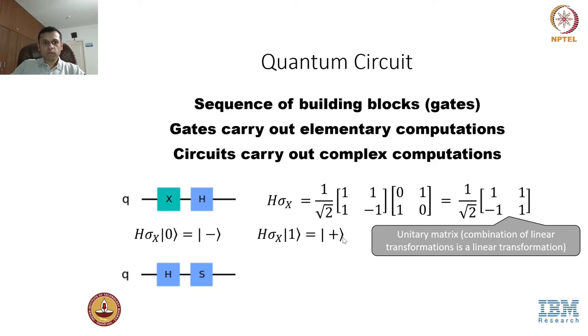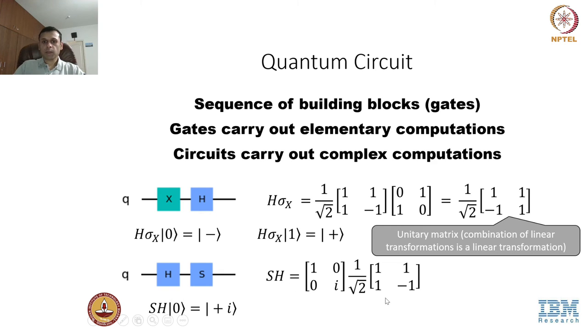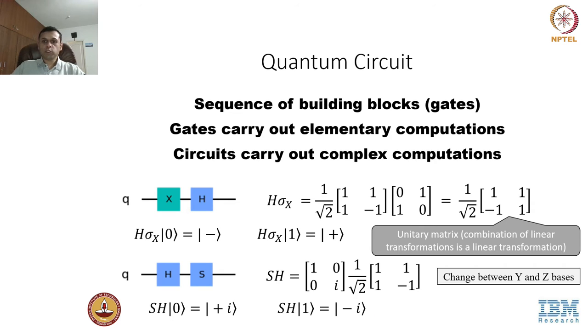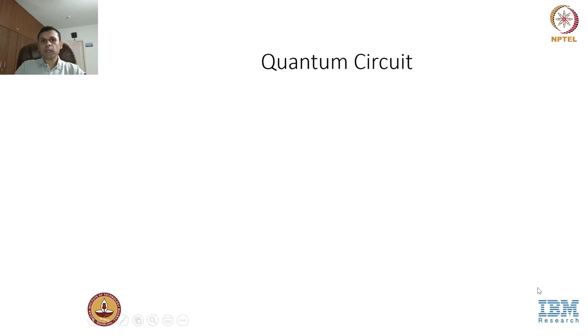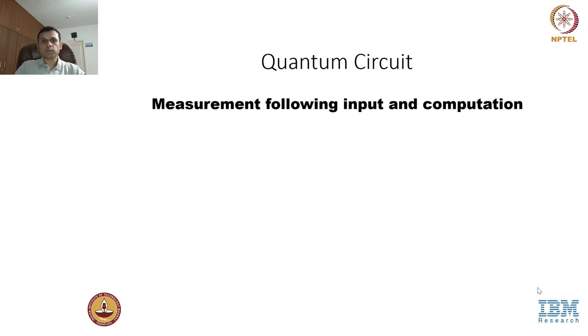Another example of a circuit: we apply a Hadamard and an S gate in sequence. So the matrix is going to be, again, multiplication in the reverse order, S times H. And this circuit ends up transforming a 0 to a plus i and a 1 to a minus i. And visually speaking, if you look at the Bloch sphere, this ends up switching our qubit between the Y and the Z basis.